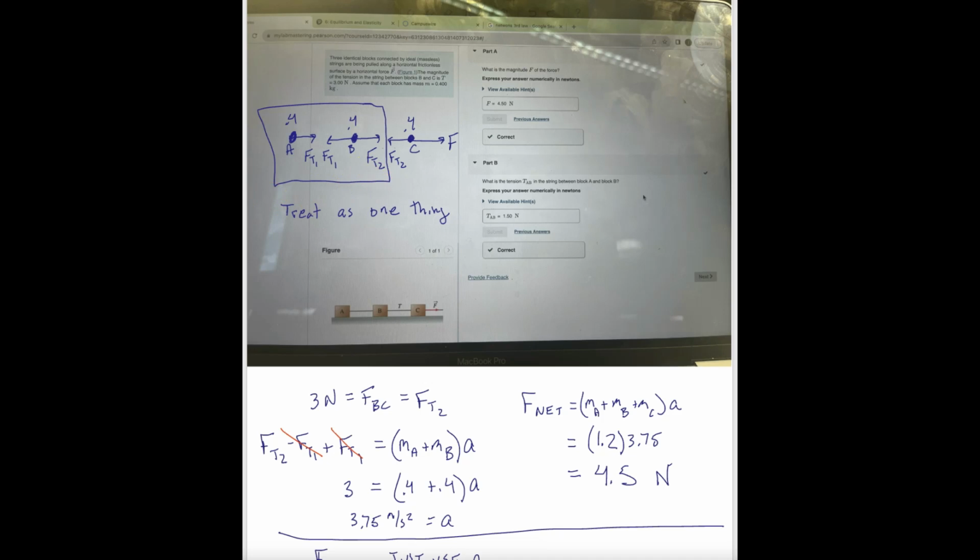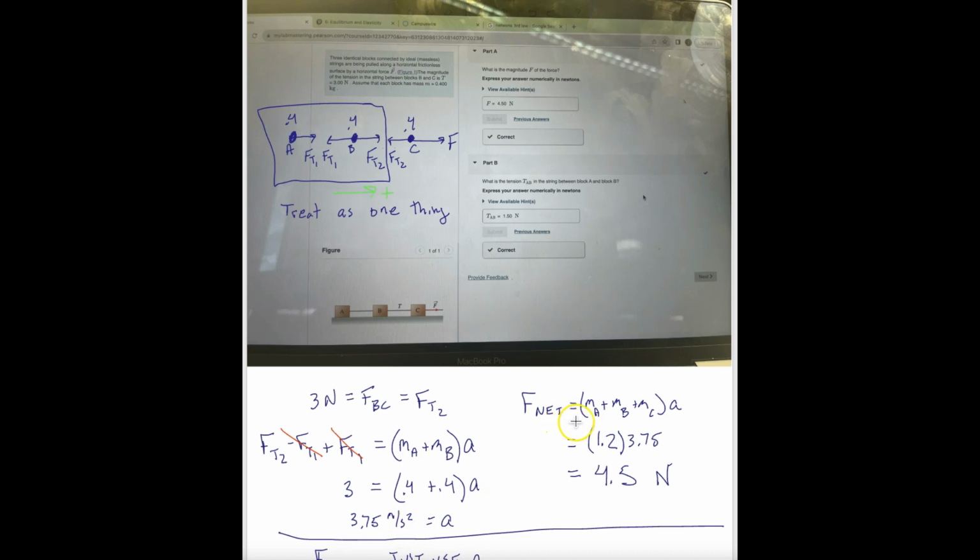Then I said, well, I know to the right is going to be positive, so FT2 is positive, and that's what I wrote. And then FT1 is negative for B, but then FT1 is positive for A. So these actually cross off, and so you'll see that here. Those forces have to be equal to the mass of A plus the mass of B times a. So it's just the net force is equal to the total mass times the acceleration of that part of the system. The number for T2 we know is 3, and then each of the masses are 0.4, so that gives me an acceleration of 3.75.